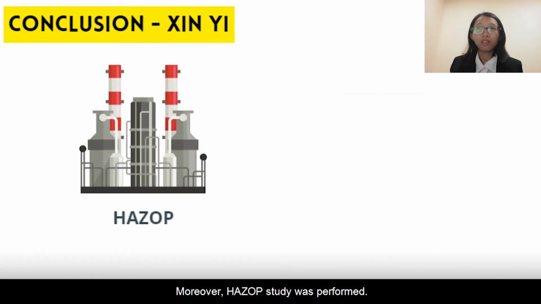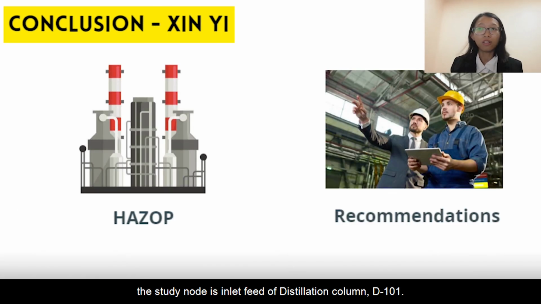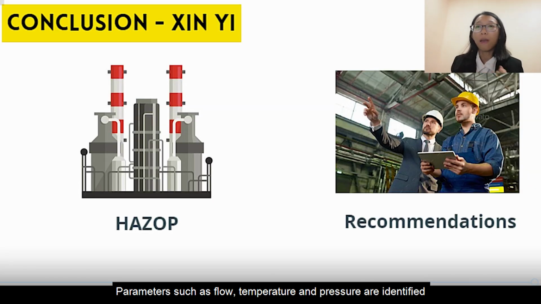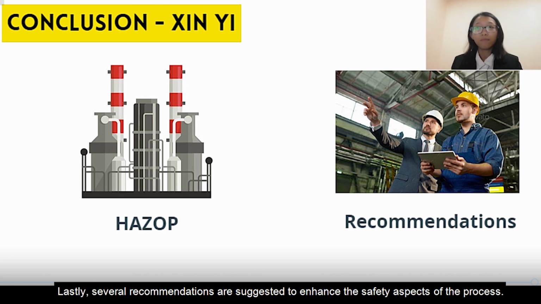Moreover, a HAZOP study was performed. The study was done on Distillation Column D101. Parameters such as flow, temperature, and pressure are identified and guidewords are used to identify the process deviation from steady state. Lastly, several recommendations are suggested to enhance the safety aspect of the process.